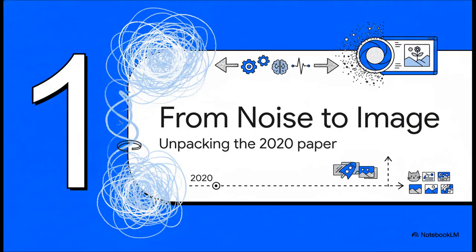To get our heads around this, we've got to rewind to 2020. There was this huge, game-changing research paper that came out. It's called Denoising Diffusion Probabilistic Models. A bit of a mouthful, I know. But this paper wasn't just a small step forward. It basically laid the groundwork for a ton of the amazing AI image tools we're all playing with right now.